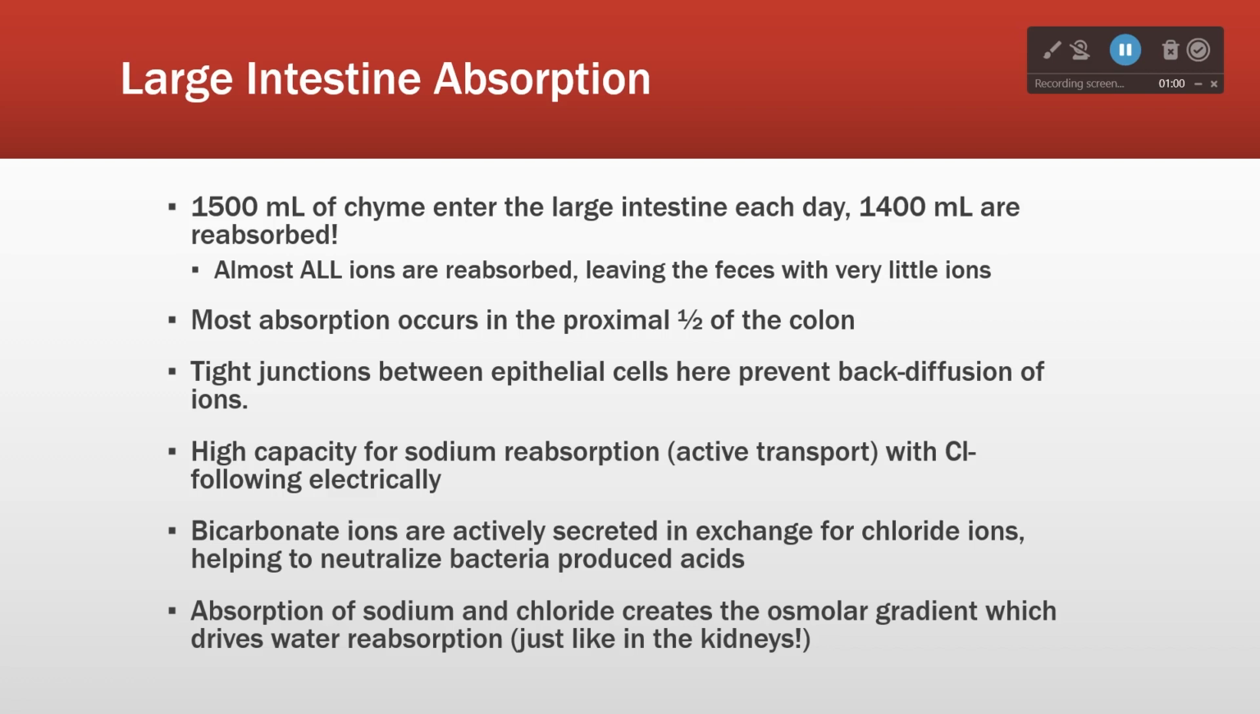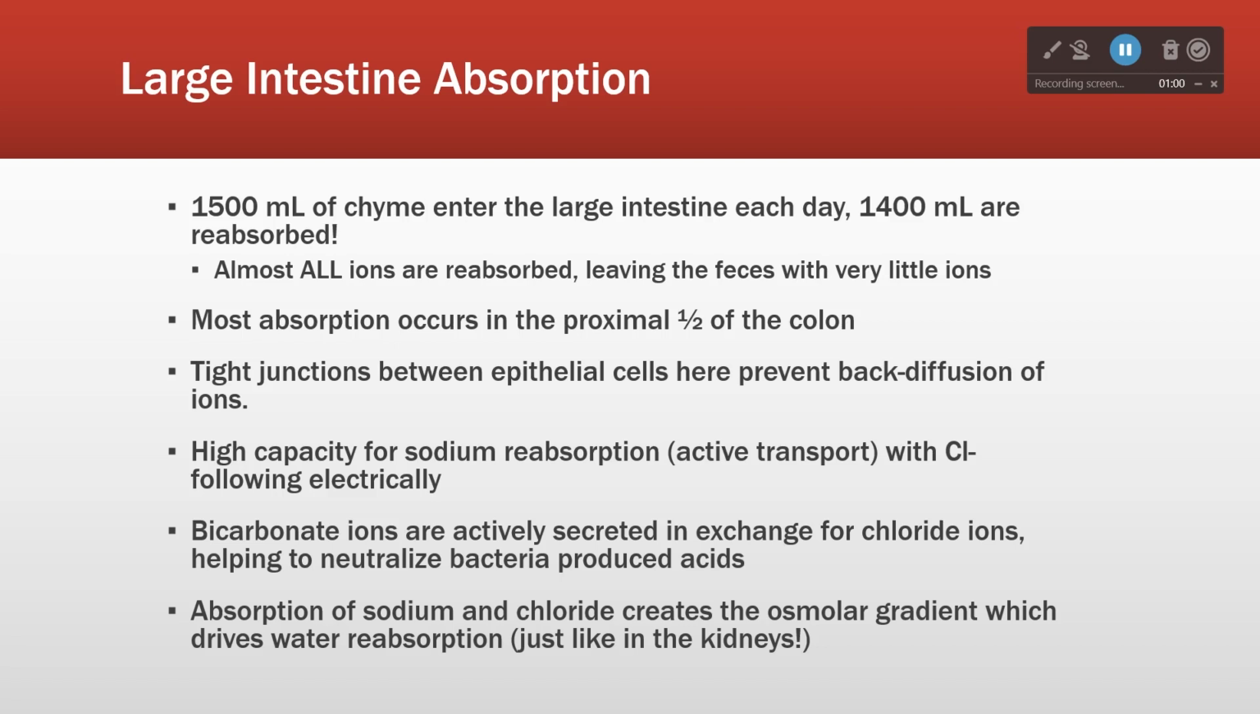The large intestine absorbs a lot of sodium. That's active transport, our sodium-potassium pump again. Chloride follows electrically. So the vast majority of absorption is sodium and chloride. Probably potassium would be the next biggest one. Then there is a small amount of secretion: bicarbonate ions, which I think we talked about yesterday. Bicarbonate ions are secreted by the large intestine to offset the acid production from the bacteria.